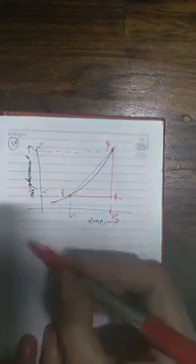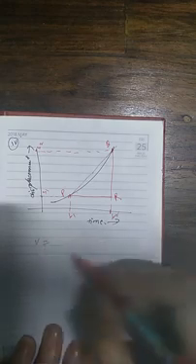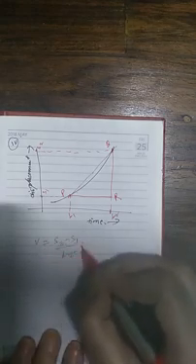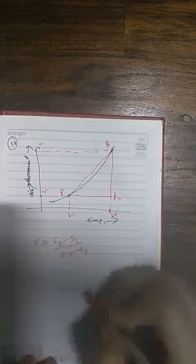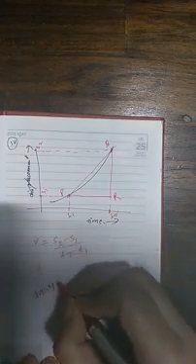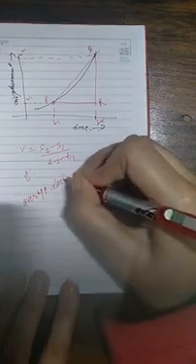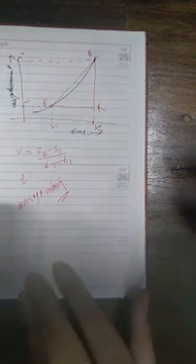Now to find the slope of the line, the slope will be the velocity, which is S2 minus S1 divided by T2 minus T1. This is how we find the slope. So this slope will be known as the average velocity of the curve.